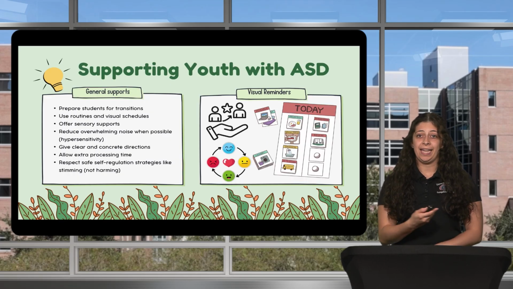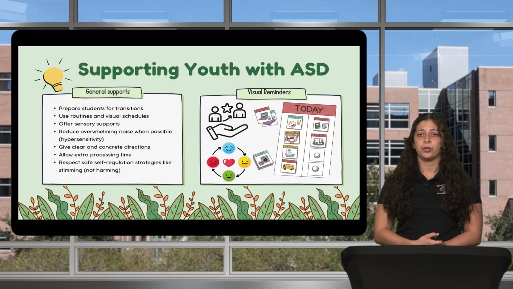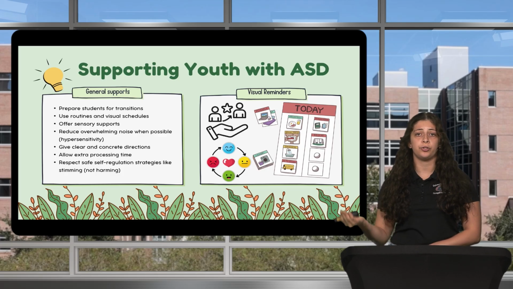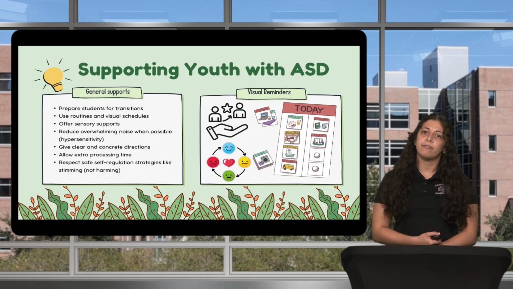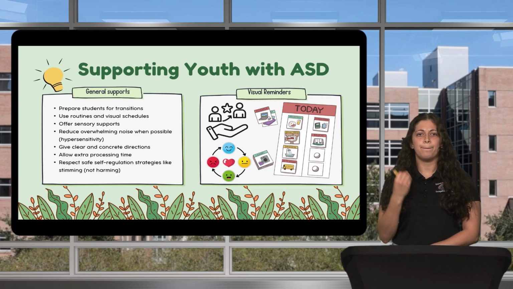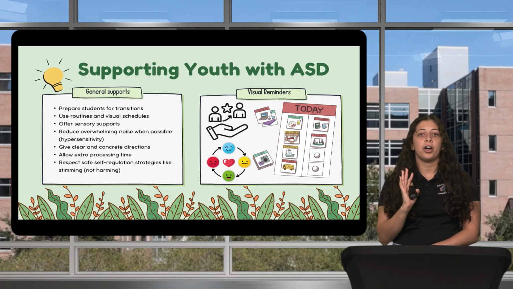When supporting students with ASD, or Autism Spectrum Disorder, there are several strategies that can help create structure and reduce stress in activities. These include preparing students for transitions ahead of time, using predictable routines and visual schedules, and offering sensory support when needed. It can help to reduce overwhelming noise or environmental distractions, especially for students who are sensitive to sound. Providing clear, concrete, and step-by-step directions is important. Allow them extra time to process so students can understand and respond at their own pace.